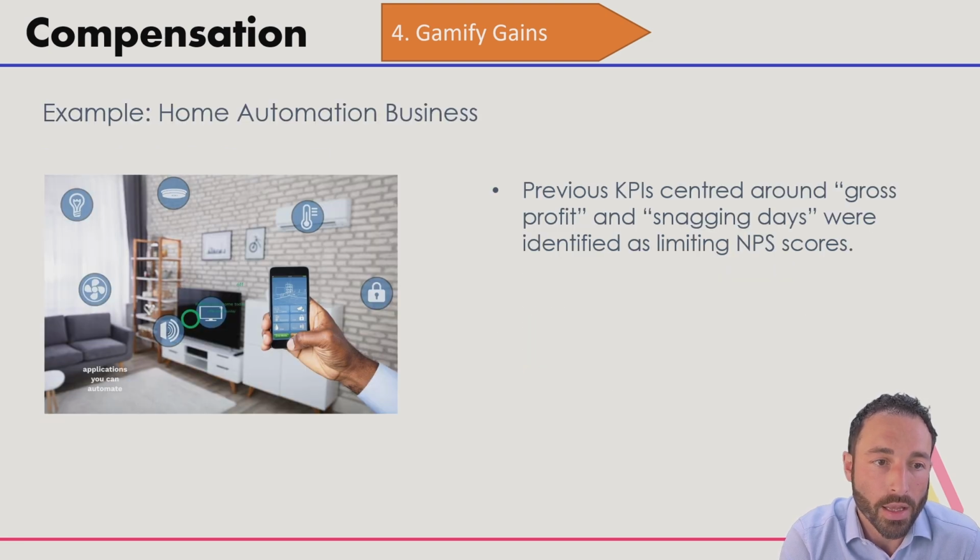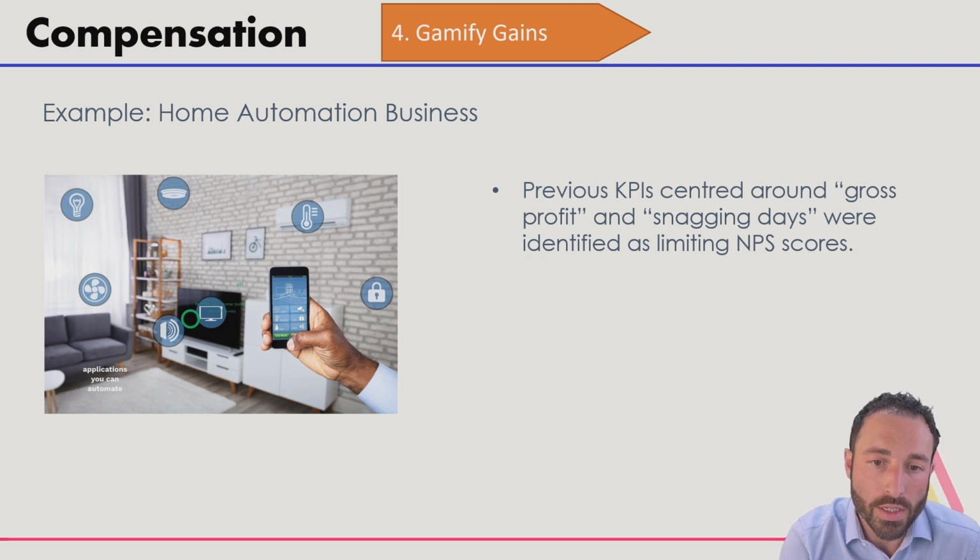Another example that I have is of a home automation business, again from the book if you want to look into this. They had a whole bunch of KPIs, typical stuff, GP, snagging days, but these were limiting their NPS scores. What they wanted to do was the same as in the previous example, get people to work better as a team. It was requiring large teams, as many as 25 people, in order to complete a home automation installation project. How could we get people to work as a team?